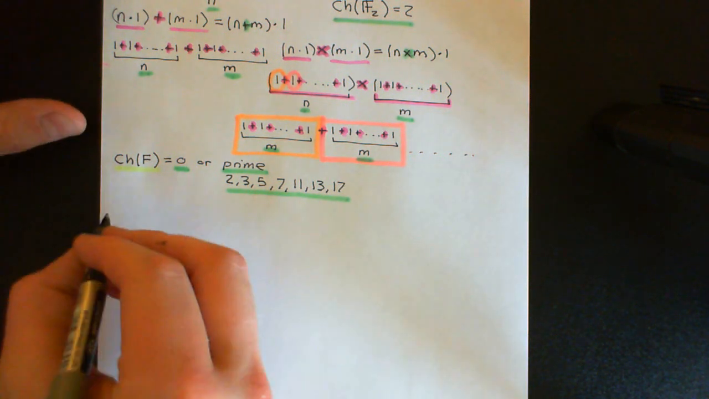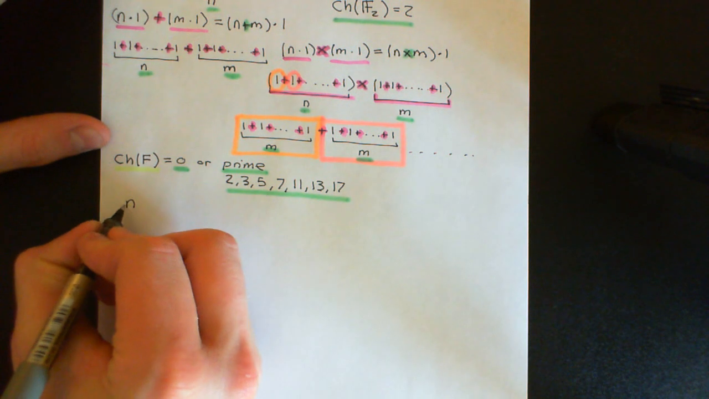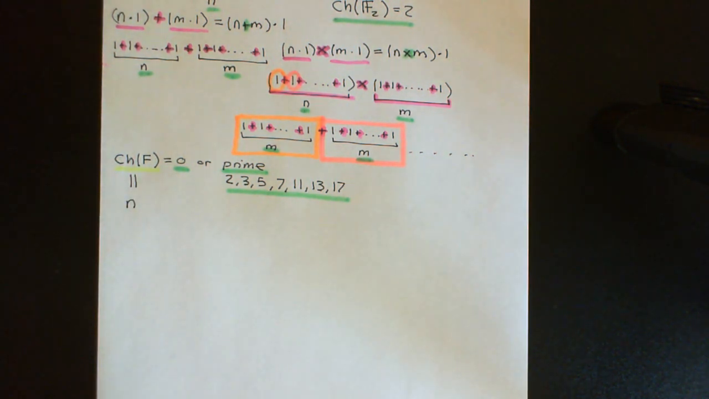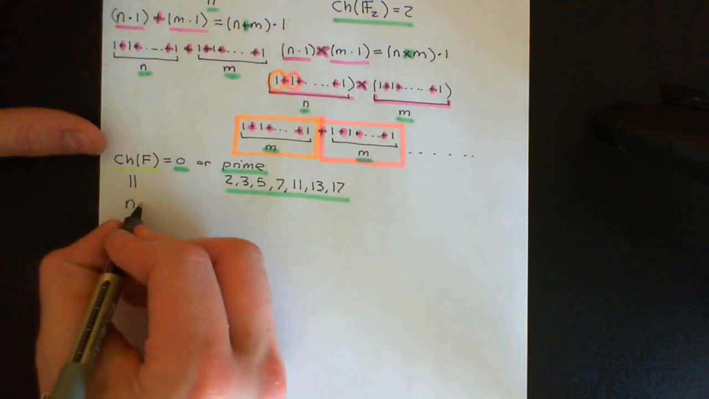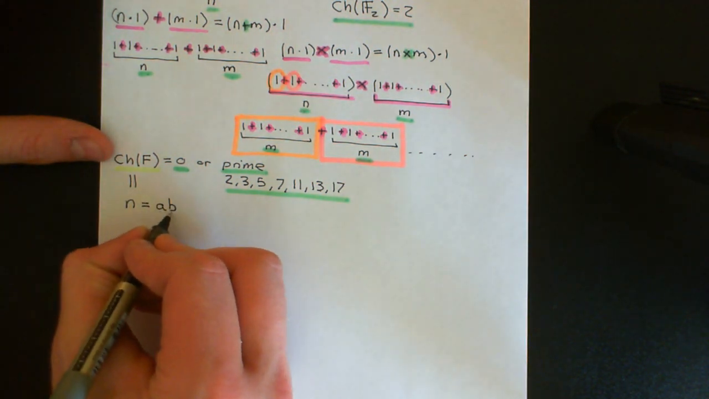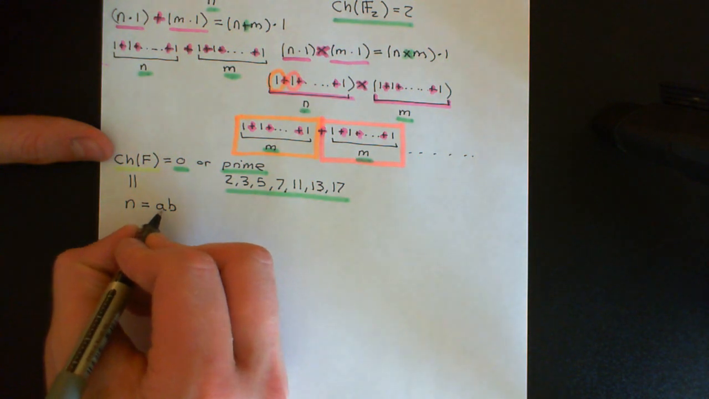So let's imagine that the characteristic of a field, which we'll call little n for short, so this is our characteristic of a field, wasn't a prime number. That would mean little n could be written as a times b, where a and b are not equal to 1. Neither of these is equal to 1.